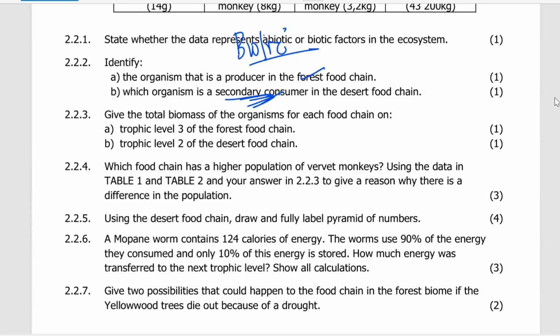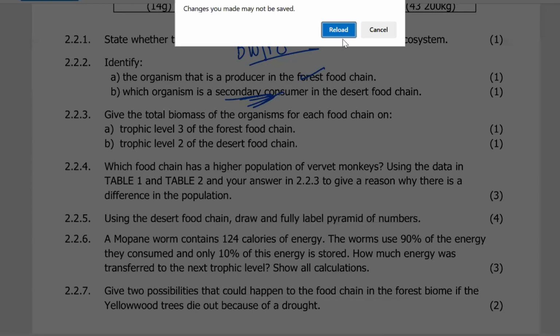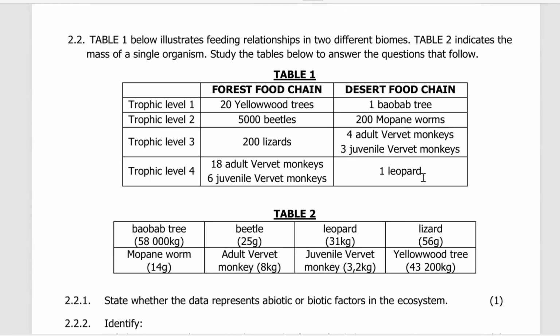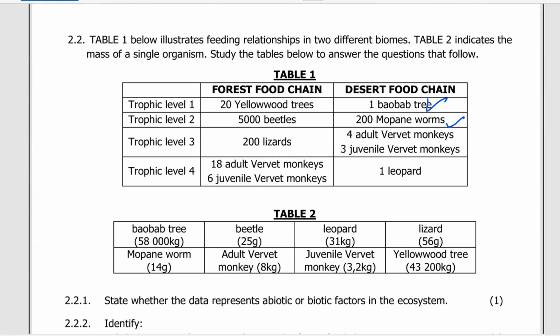So, question 2.25, use the desert chain, draw the full labeled pyramid of numbers. They are saying desert. Let me first clear it up, and then I'm able to draw the pyramid of numbers. Where is desert? So in this case, you draw depending on how many individuals are there. You start with the producers. It's supposed to be on the lower level. For example, you have one tree, therefore you draw one tree. And then now you have 200 mopane worms. Let me just clear it up here. Let me use one tree. Okay. And then now 200 mopane worms. So I'm going to make 200 worms.